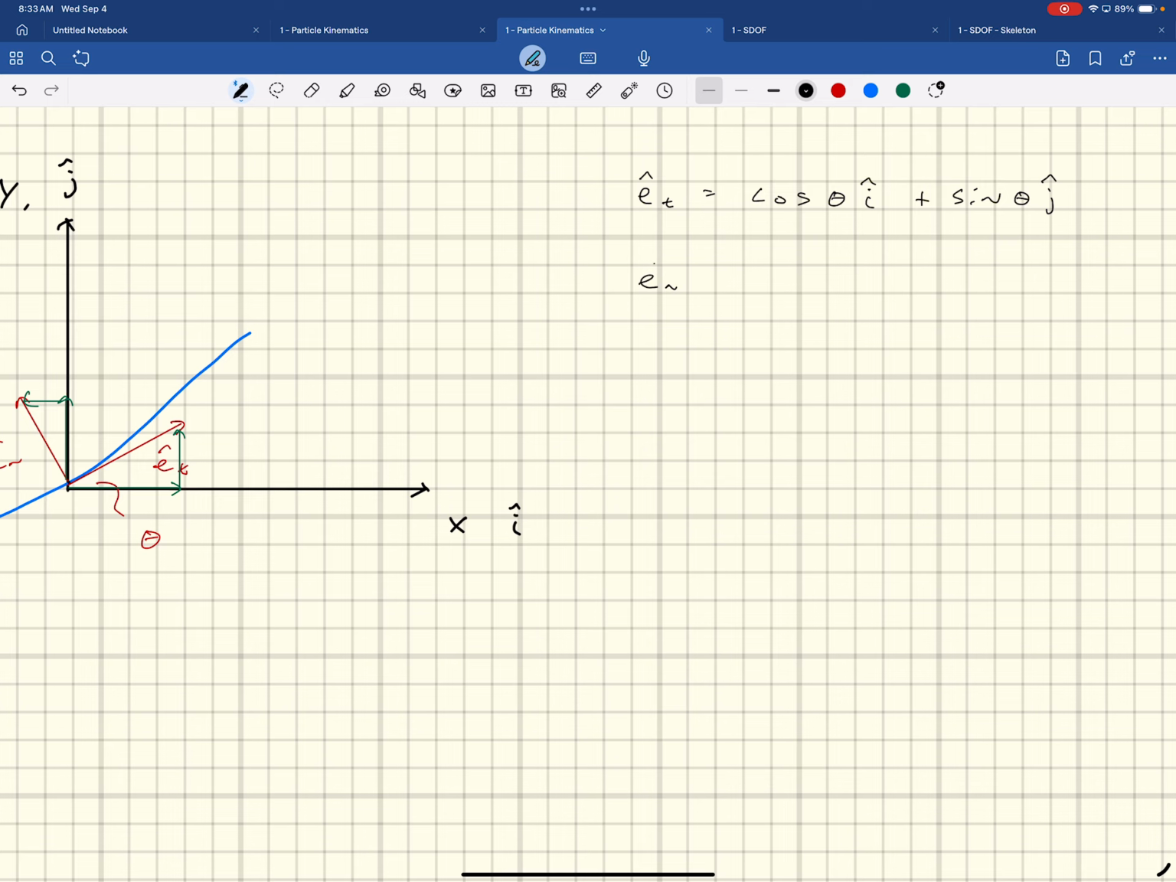Similarly, EN hat is equal to negative sine theta in the I direction plus cosine theta in the J direction. There it is. That's how you do it.